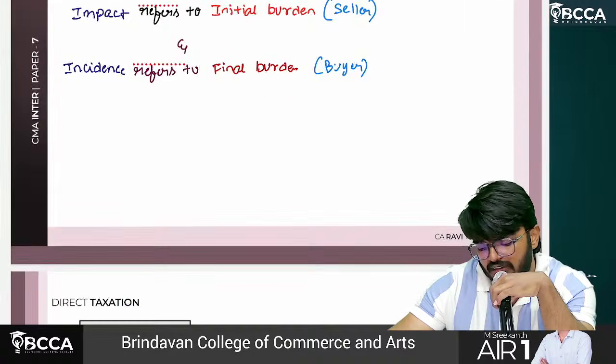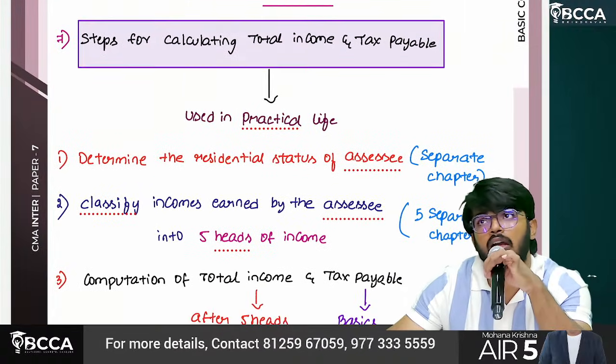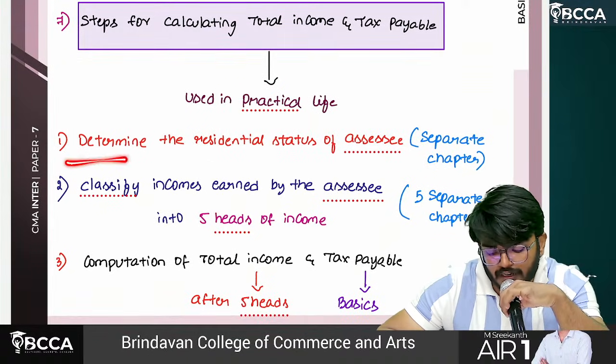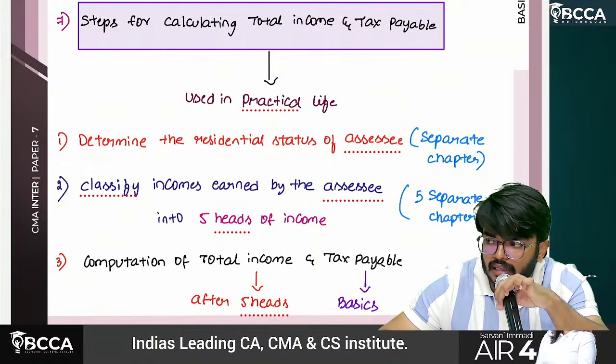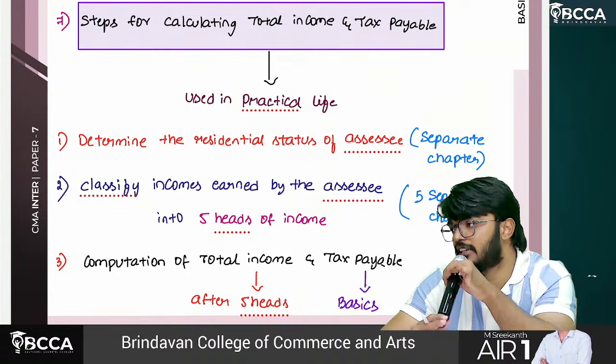Please repeat these 7 steps once again. Then we will stop. So what is the first step which we have to do? We have to find out the residential status of the person. Okay, residential status you have to find out. Residential status we will understand in a separate chapter.